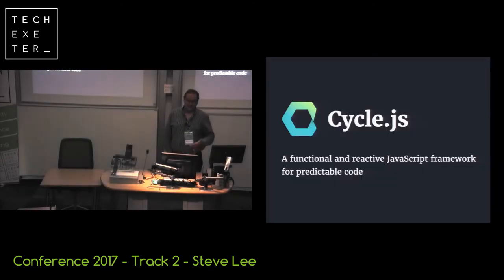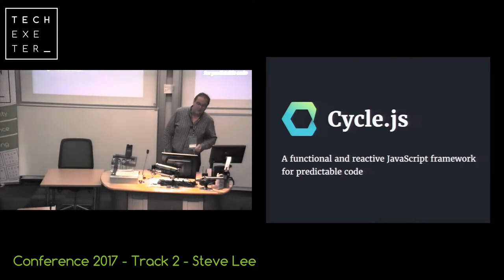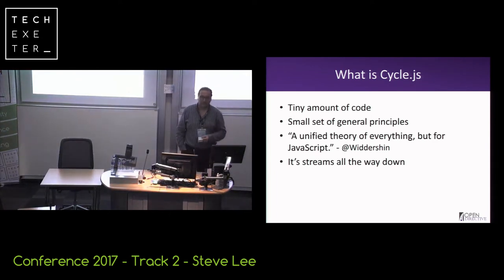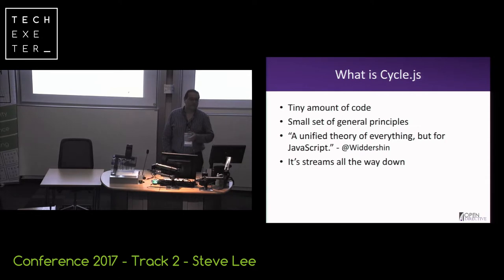So CycleJS describes itself as a functional reactive JavaScript framework for predictable code. The predictable bit really comes from the fact that it helps you orchestrate asynchronous code, and it's using functional programming. Calling it a framework, well, it's a tiny amount of code. There's almost nothing there in CycleJS itself. It just sets up a loop, basically. And it uses a small set of general principles. They're quite flexible, which means it's applicable not just to front-end code, but you can also use it in other applications, and maybe I'll mention that bit at the end.